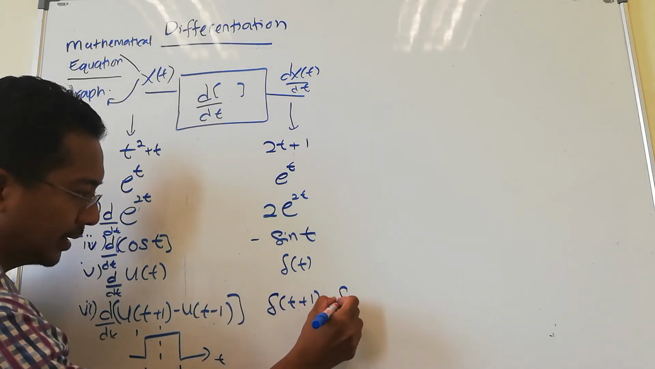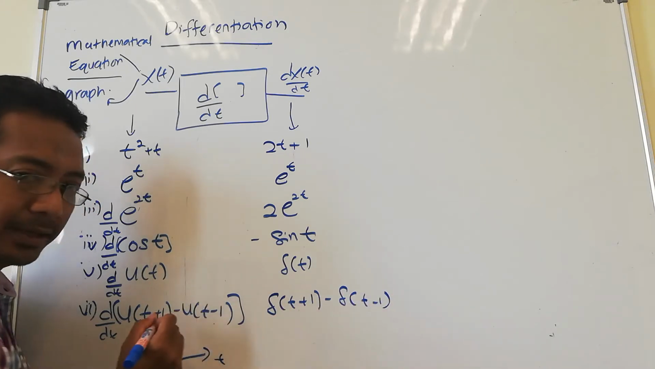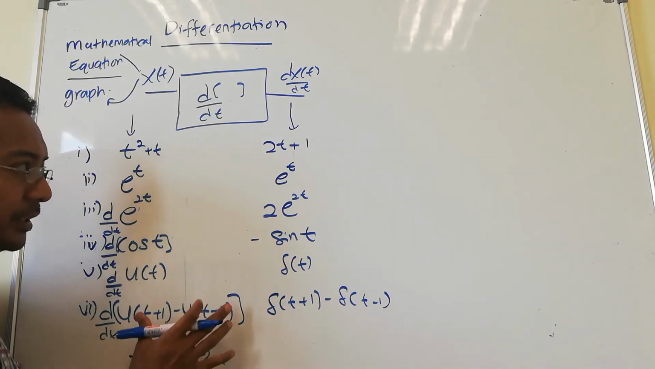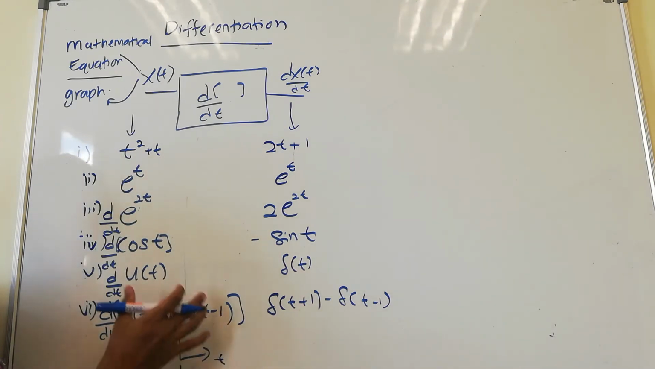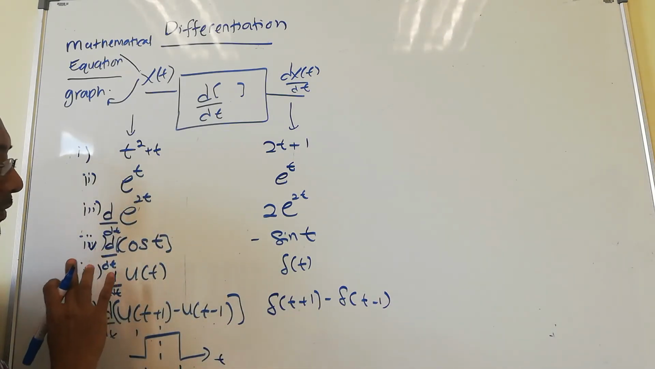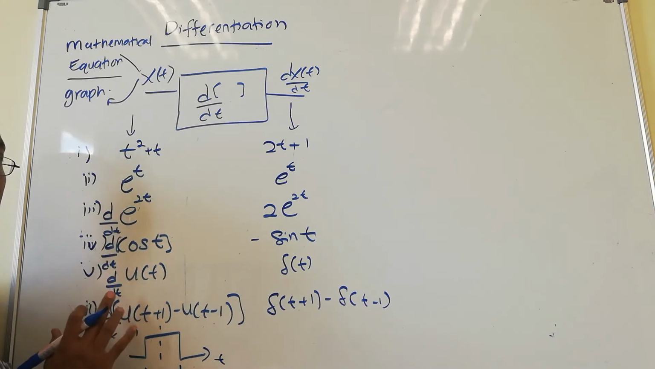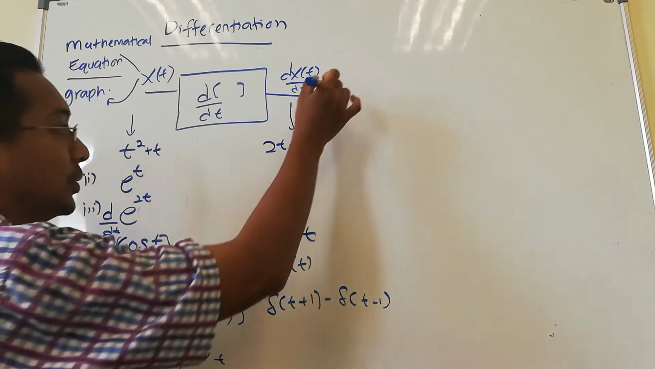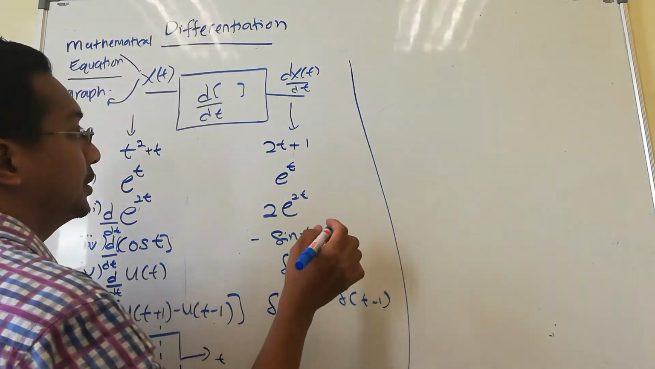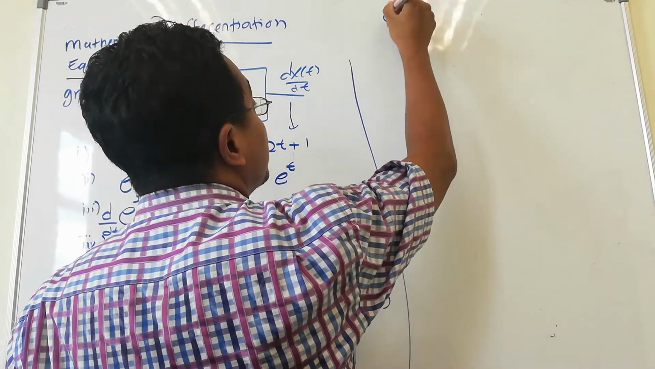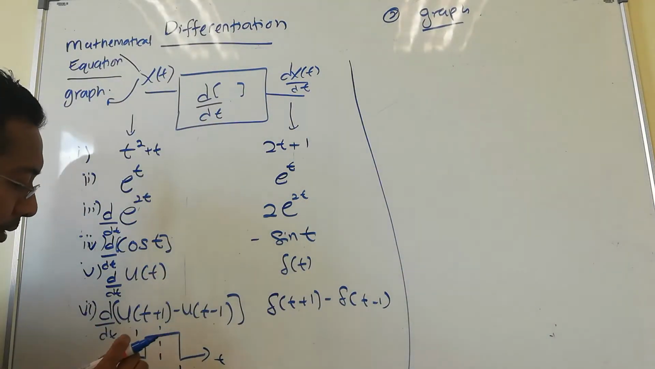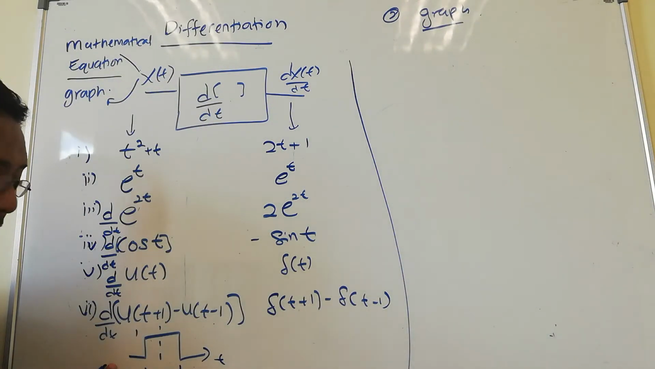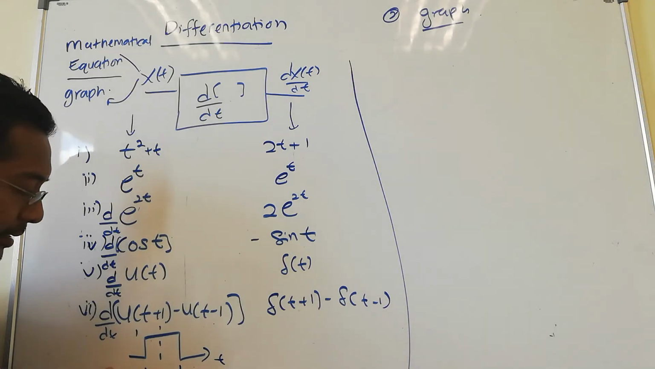So this is the first method, where we use the mathematical equation and straight away differentiate the function. The second approach is using a graph. For this example, I will try to take our rectangular signal, u(t+1).